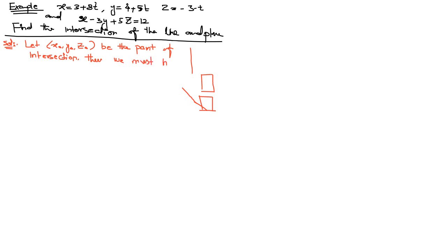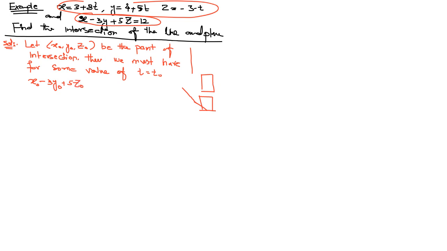Then we must have, for some value of t, which is equal to t naught. So we substitute this value in the equation of plane and in the equation of line. The equation of plane will become x naught minus 3 y naught plus 5 z naught is equal to 12. This is the point, and the equation of line becomes x naught is equal to 3 plus 8 t naught, y naught is equal to 4 plus 5 t naught, and z naught is equal to minus 3 minus t naught.